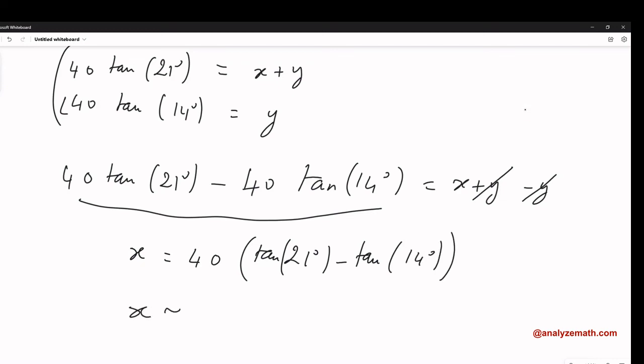Now, using the calculator and doing tangent 21 degrees minus tangent 14 degrees, multiplied by 40, that gives me 5.38 meters. This is the height we are looking for.